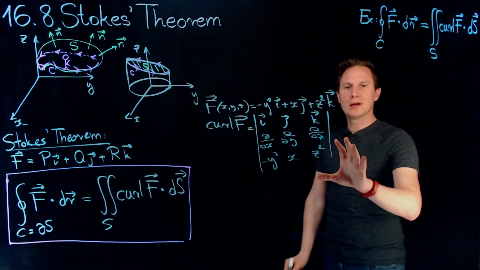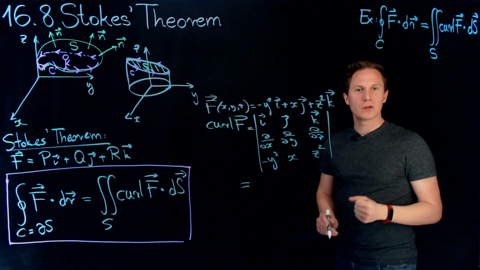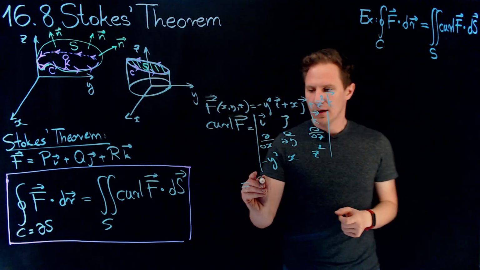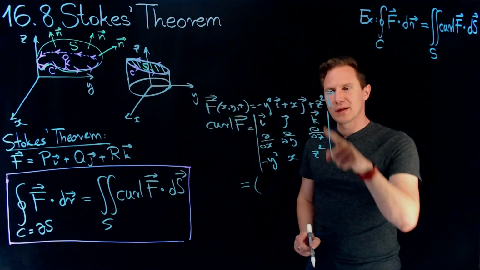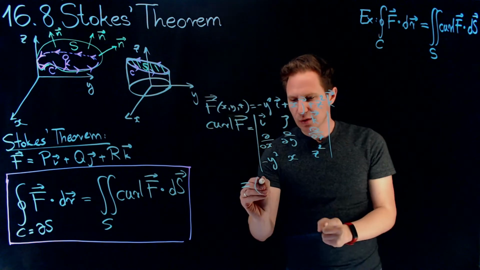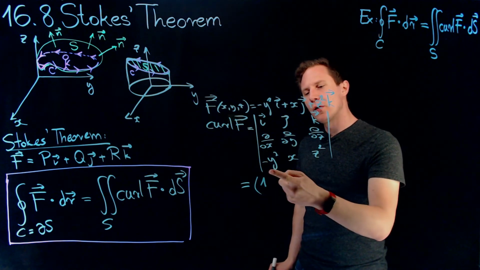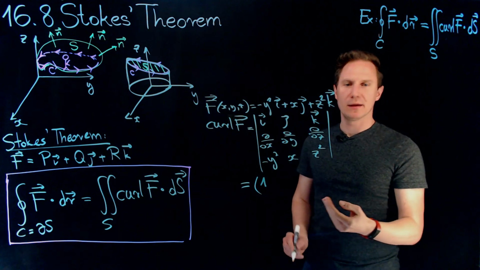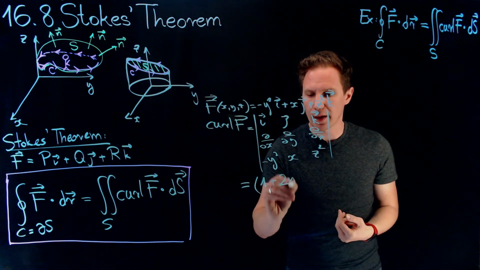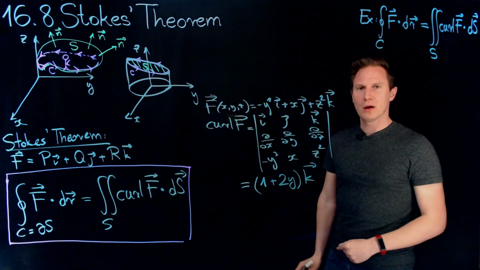So if you evaluate this determinant, you will find that the i and j components of the curl of f vanish, and it's only the k component that is not 0. And for the k component, you find that it's the derivative of x with respect to x, so that's 1, minus the derivative of minus y squared with respect to y, so that's minus 2y, but you have to subtract that, so that's plus 2y, and that's the k component, the only component that does not vanish for this curl.